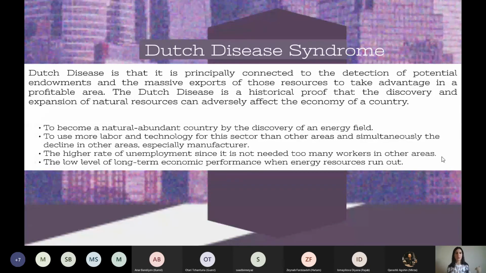So they say, yeah, we have to attract more labor and more technology for this sector. So what will happen? Other sectors, the service sector and manufacturing sectors, were out of attention, because as a government, as a country, you just give attention to the petroleum or gas sector. You take labor and technology for this sector. And this will lead to a high rate of unemployment, because the people who cannot work in the petroleum sector, who could work in the manufacturing sector, are now unemployed. They don't have jobs because the manufacturing sector was out of attention. They don't have anything to do. So that's why it will lead to a high rate of unemployment.